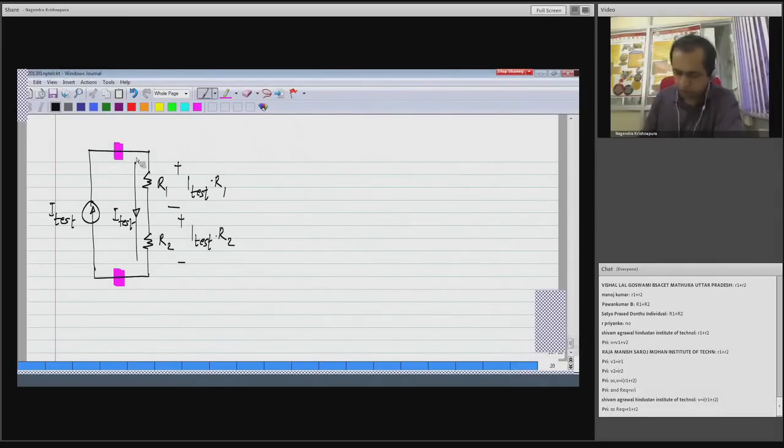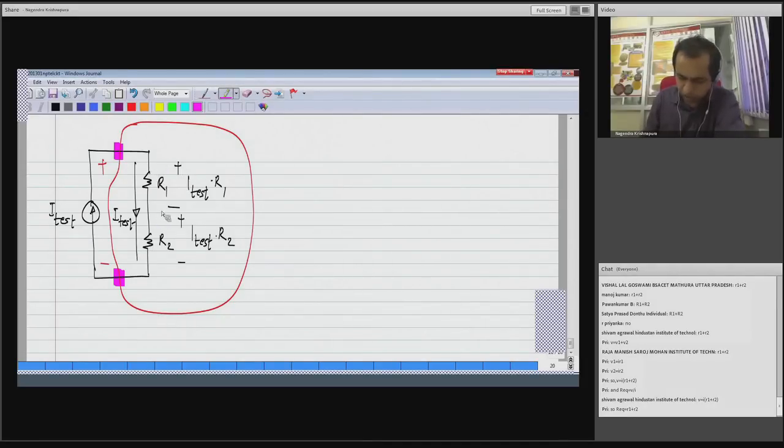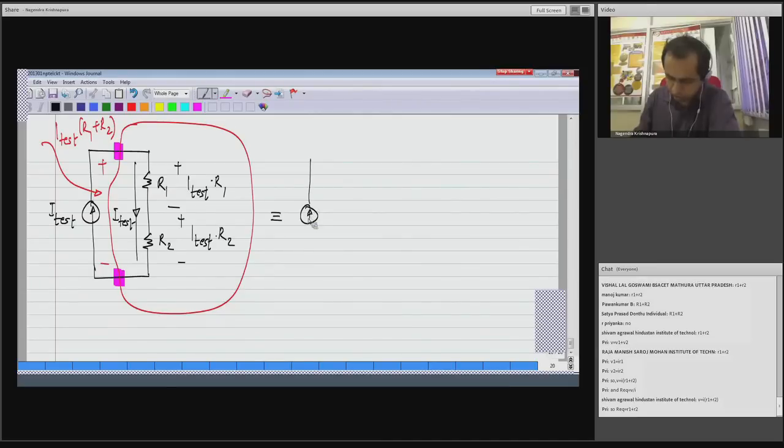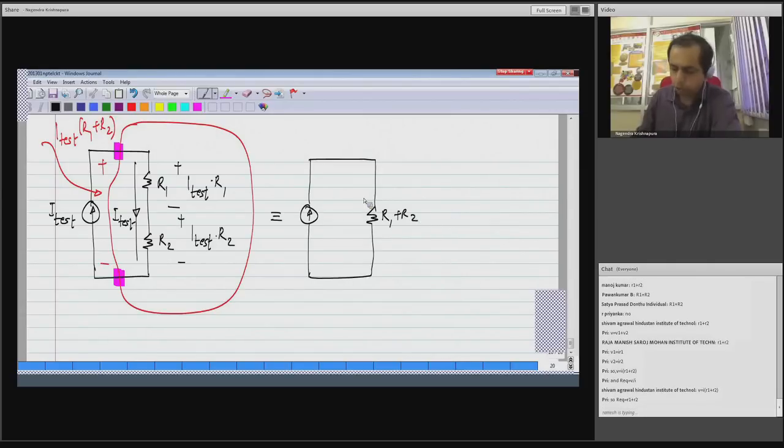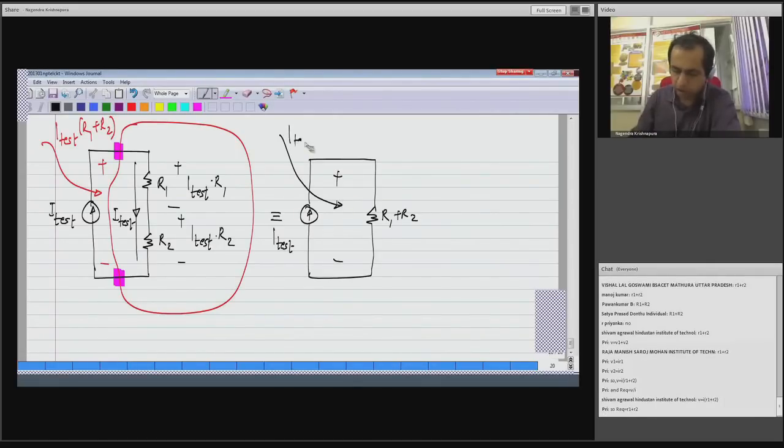Okay, so between these two terminals, I will have a voltage which is this plus that from KVL. Okay, because this voltage plus that voltage minus this voltage taken from bottom to top, that will be zero. Okay, so the voltage in this direction would be I test times (R1 plus R2). So the voltage drop is proportional to I test, and the proportionality constant is R1 plus R2. So if you have this resistance, the voltage across that will be I test times (R1 plus R2). Okay.